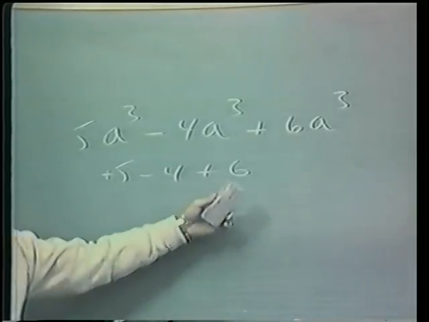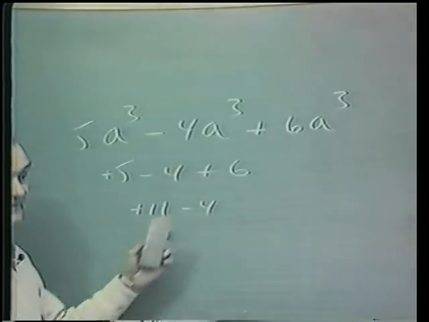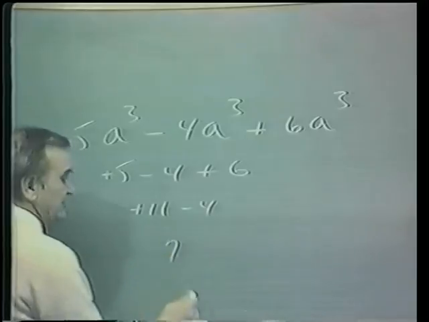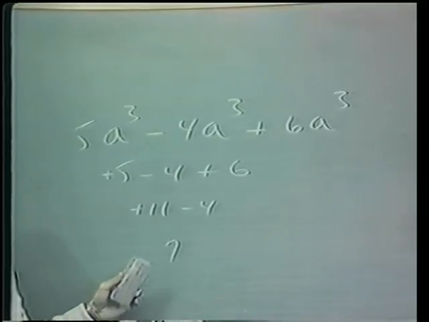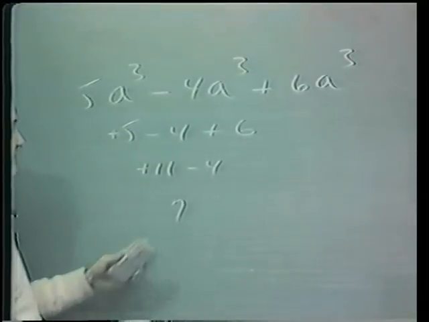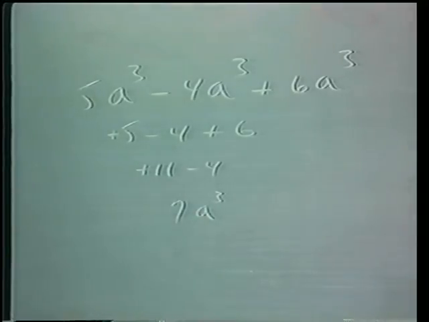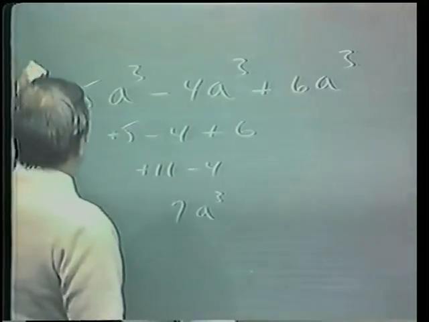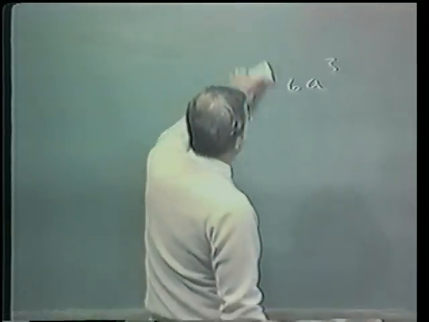We have a positive 5 and a positive 6 is a positive 11, and a negative 4, well, that gives us a positive 7. You don't have to write the 7. You could if you want to. There's no harm done. Either way is correct. Positive 7. And what are we talking about? We're talking about 7a to the third. Nice, easy. Okay, let's try another one.